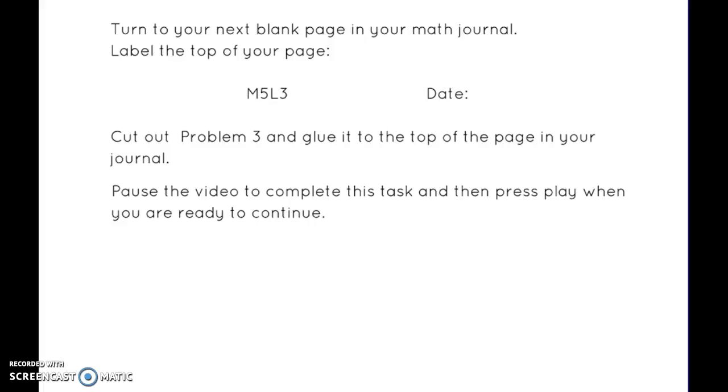Turn to your next blank page in your math journal. Label the top of your page M5L3 for Module 5, Lesson 3, and then write today's date. Then cut out Problem 3 and glue it to the top of your journal. Pause the video while you complete this task and then press play when you're ready to continue.